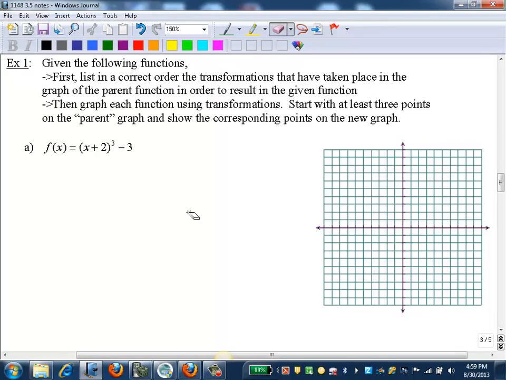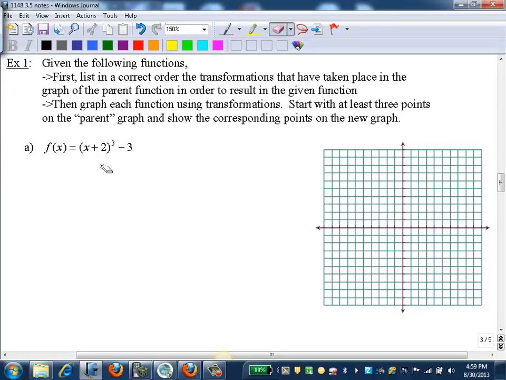For our first example, we're going to look at the function f of x equals (x plus 2) cubed minus 3. So here are instructions. First, we're going to list in the correct order the transformations that have taken place in the parent graph of this function in order to result in this given function. So let's do that first.